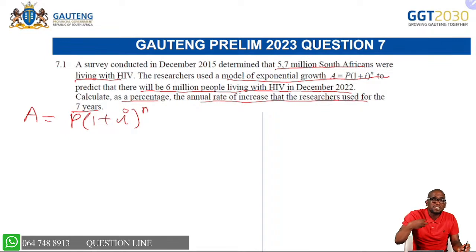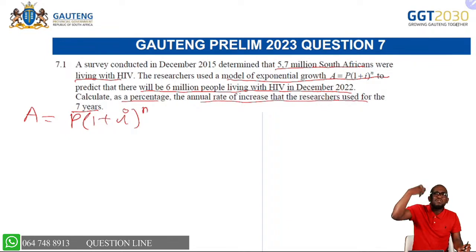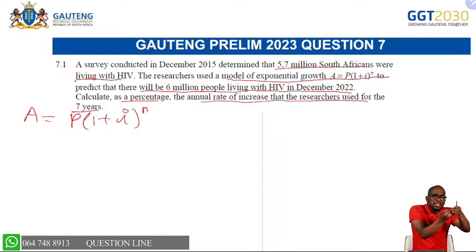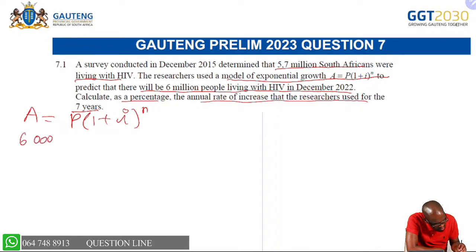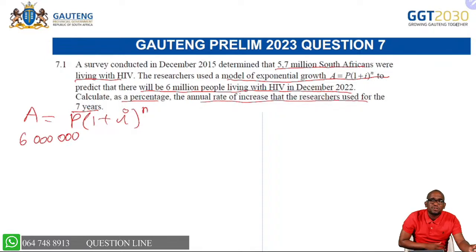A is the future value, or the value after whatever growth has occurred. So the growth has occurred from P, the principal value, to A, the value after a certain period of time. So it's the value in future. In this case, it's 6 million. You're told that it's predicted to be 6 million. In this question, they were also trying to test whether you know the number of zeros that should be there in 6 million. So a lot of things were tested here.